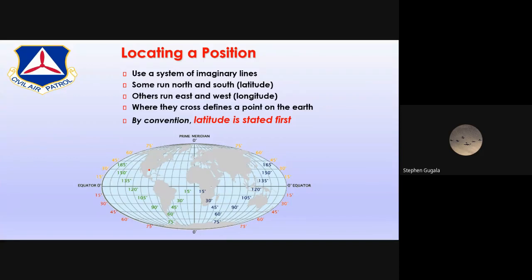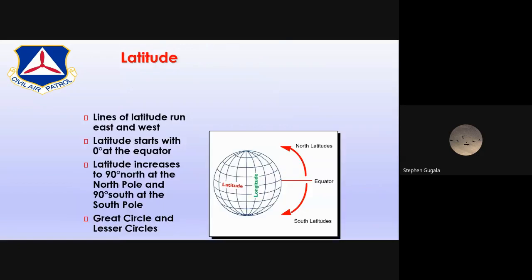Some run north and south. Those are your lines of latitude. And others run east and west, your lines of longitude. And where they meet defines a point on the earth that we use as a reference for position. As a rule, by convention, latitude is always stated first. And those are going to either be your north. And since we're CAP, there should be no reason we should be reporting anything in south latitude. They're always going to be north. So your reports are going to be north such and such and west such and such. We'll get to a little more in detail on that in just a moment.